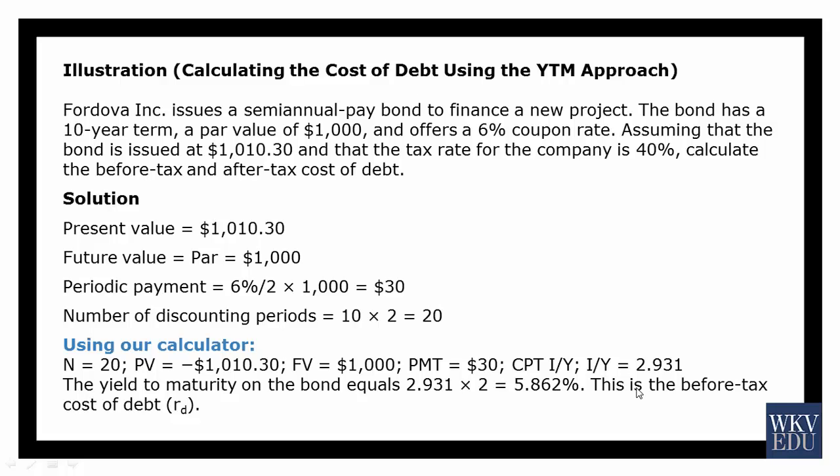This is the before tax cost of debt, because in this entire calculation did we ever consider the 40% anywhere at all? Did you consider 40% anywhere in the cash flows, the present value, the future value? No, you didn't. Therefore the after tax cost of debt will be this times (1 minus 40%), or this into 60%.